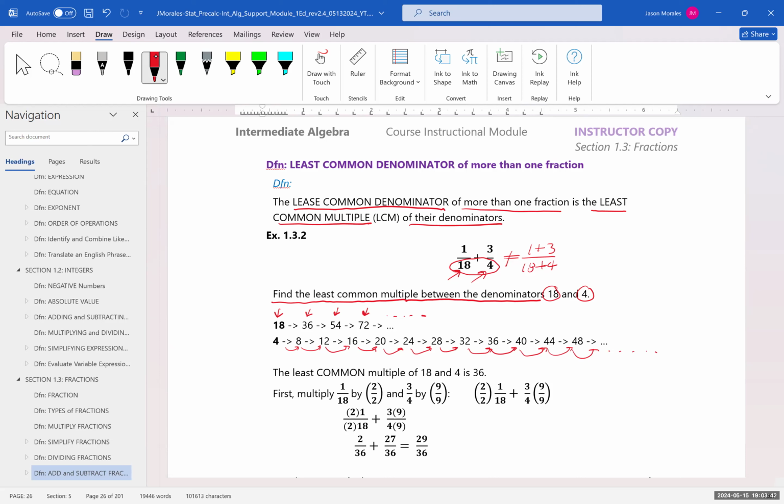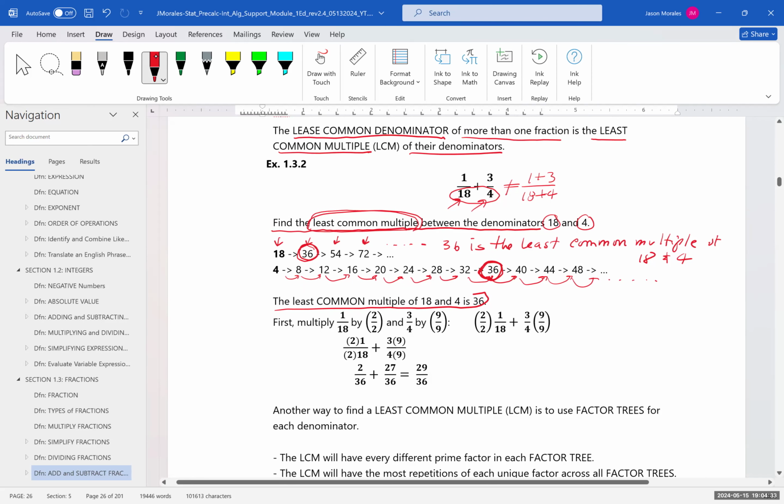So what you're looking for is the least common multiple, so the smallest common multiple. So first of all, if we look at 18, the first multiple of 18 is 36. And if we look at the multiples of 4, you can see that 36 is also a multiple of 4. So 36 is the least common multiple of 18 and 4. So we want to use this fact in order to add these two fractions together.